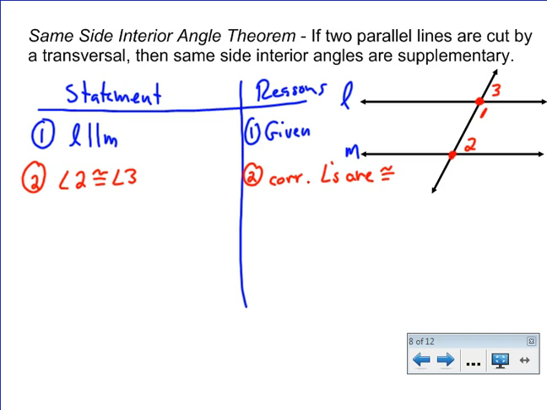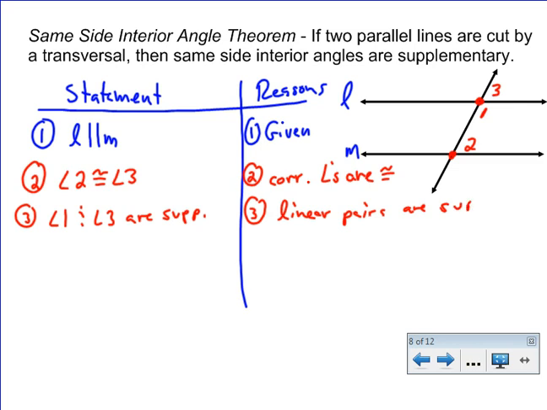Your teacher may require you to say if lines are parallel, then the corresponding angles are congruent. Or they may have you just say the corresponding angles postulate. Whatever's fine. I like "corresponding angles are congruent" because it reminds us what we're doing. The other one we want to look at is angle 1 and angle 3 are supplementary, because linear pairs are supplementary. And angle 1 and angle 3 are a linear pair.